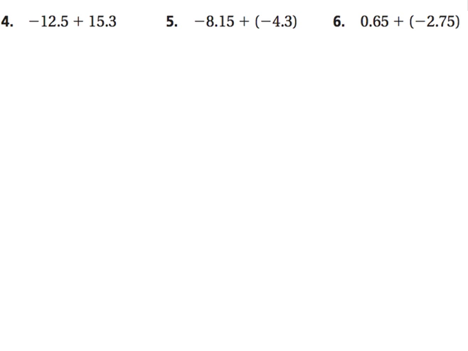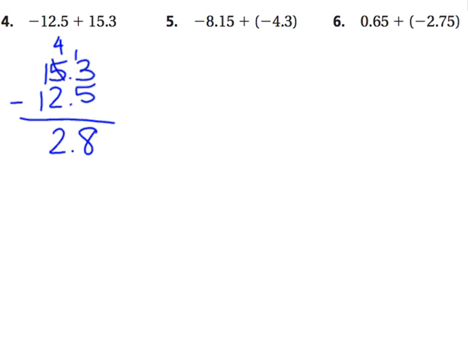All right, so for number 4, these have different signs. -12 and 5/10 is negative, +5 and 3/10, obviously positive. So I'm going to subtract the absolute values, and I'm going to make sure I line up the decimals when I do that. So we'll borrow, and then bring down our decimal point. I had more positive than negative, so 2 and 8/10 would be my final answer because it should stay positive.